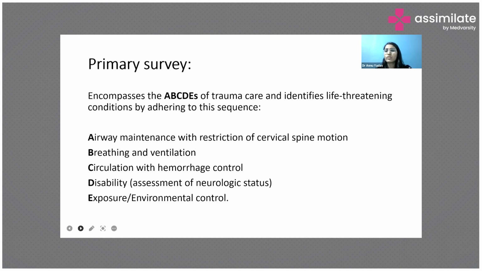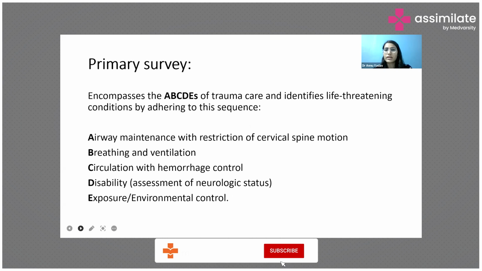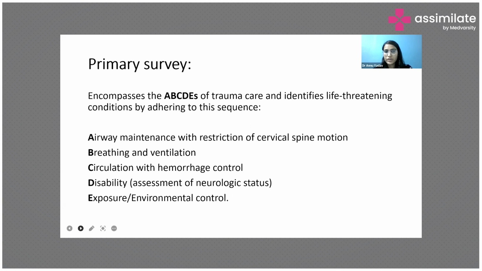So how have we gone for the management of trauma? Everything starts with ABC when we are in an emergency. By doing the A, B, C, D, E sequence, we can identify majorly all the life-threatening conditions, starting with airway. Basically, we have to adhere to A, B, C, D, E. Every patient reaching us, we have to initiate our A, B, C, D, E.